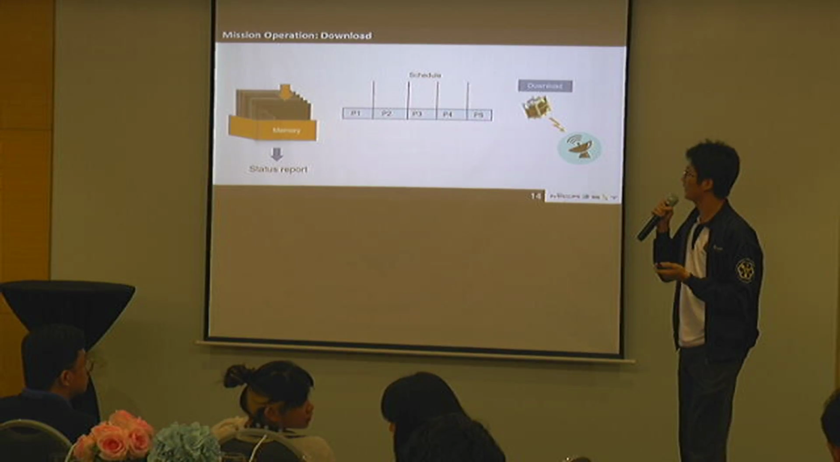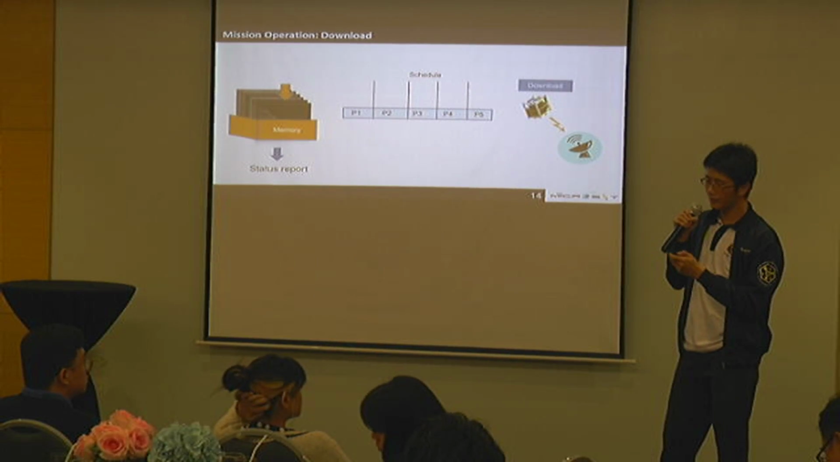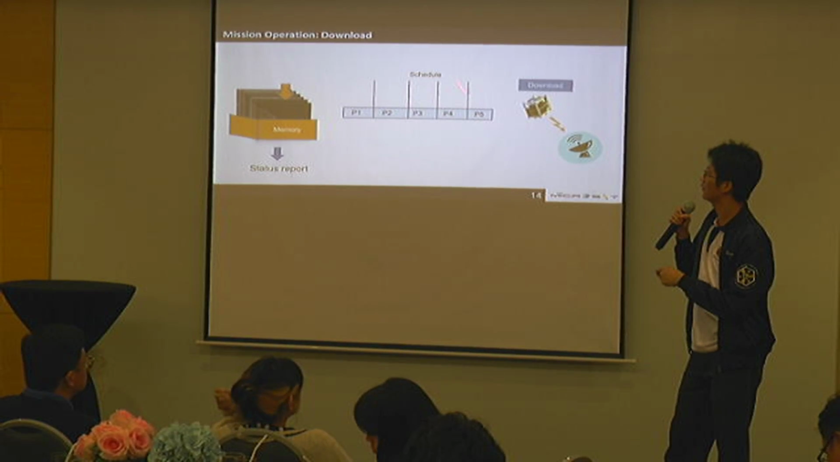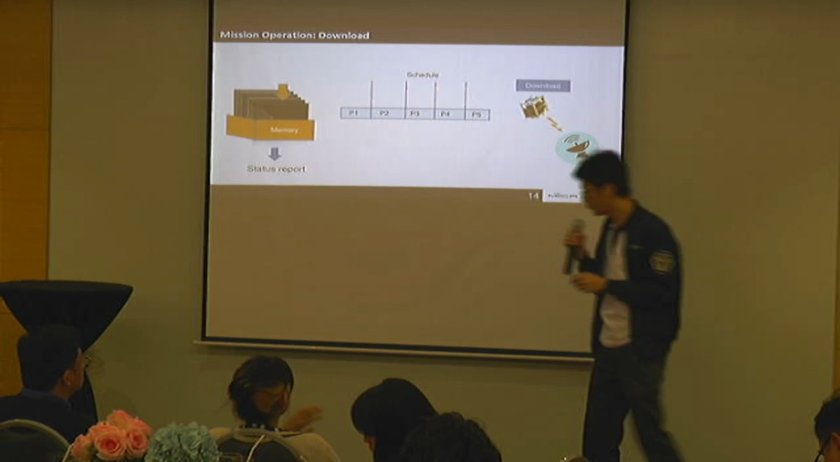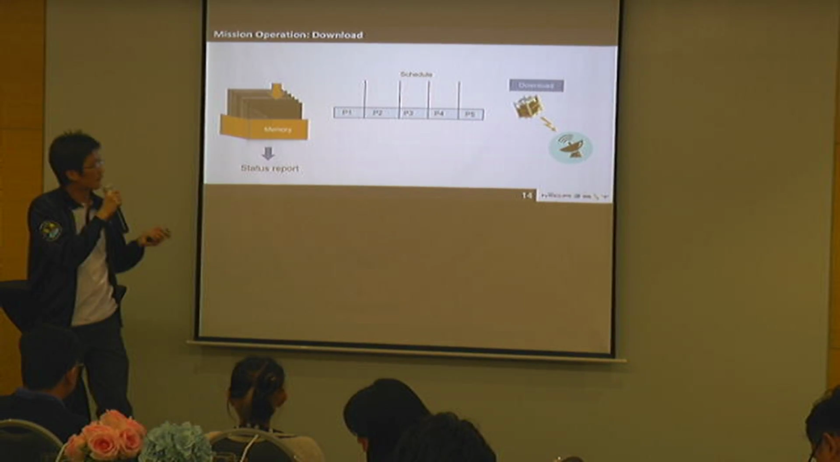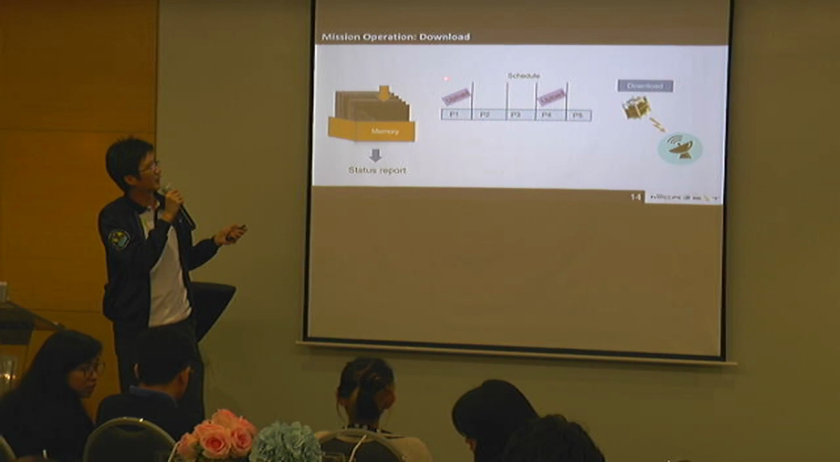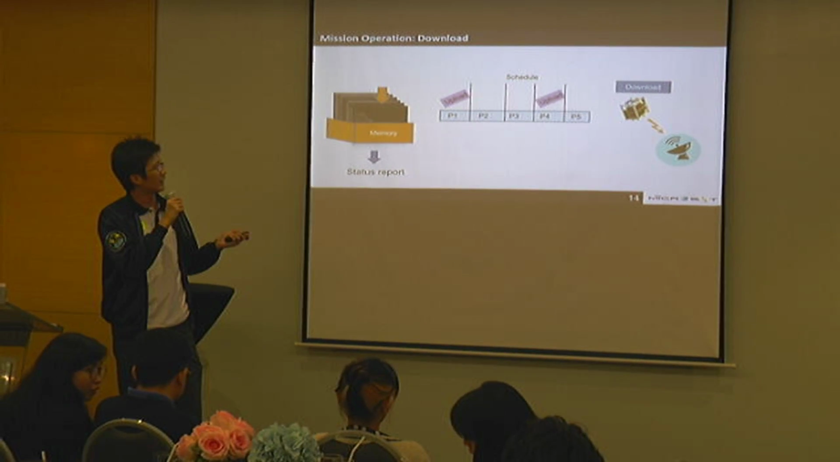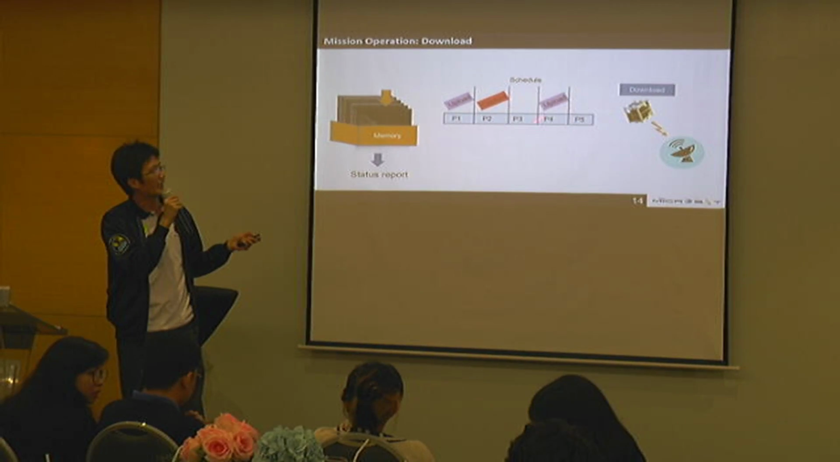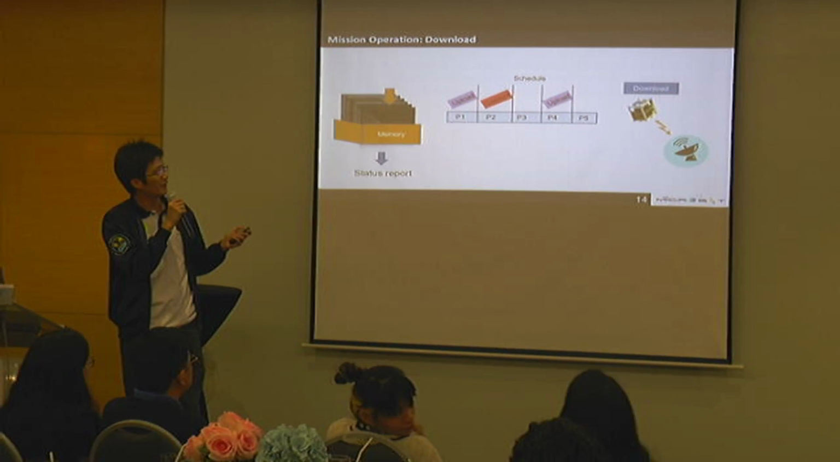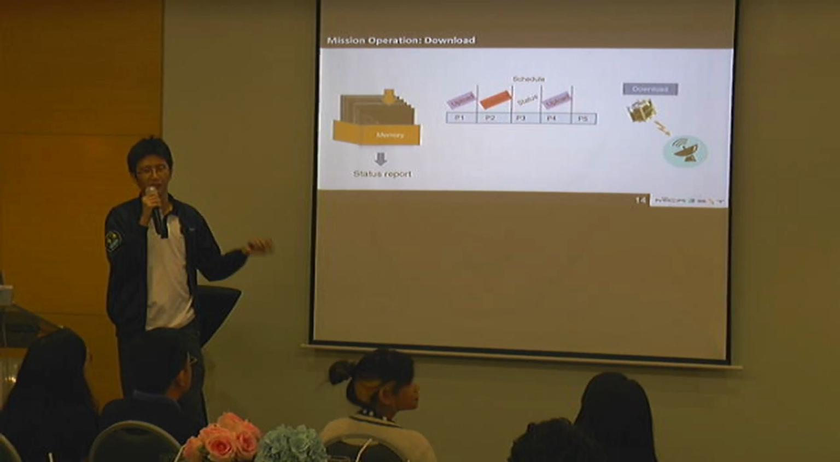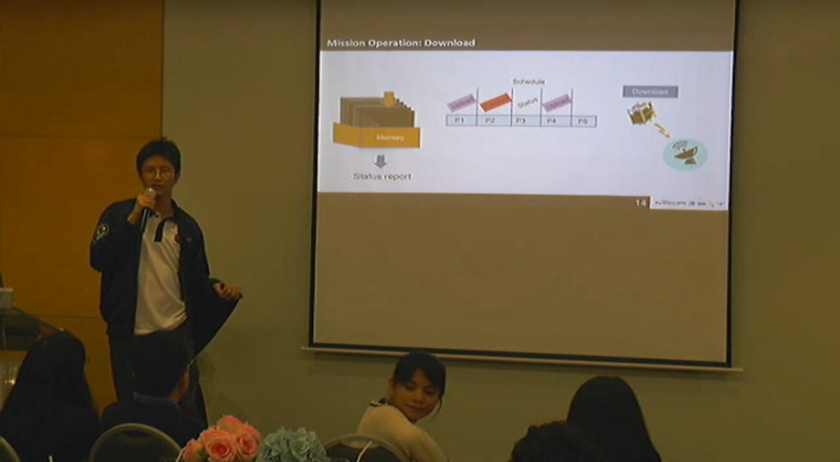So how do we get the images? Again, let's go back to the schedule. We have to know when Diwata 1 will pass over the country. During the first pass, we upload the commands. We tell Diwata 1 to capture an image during the second pass over the Philippines. And then on the third pass, Diwata 1 sends us a status report saying, nakuhanan ko na yung Romblon.